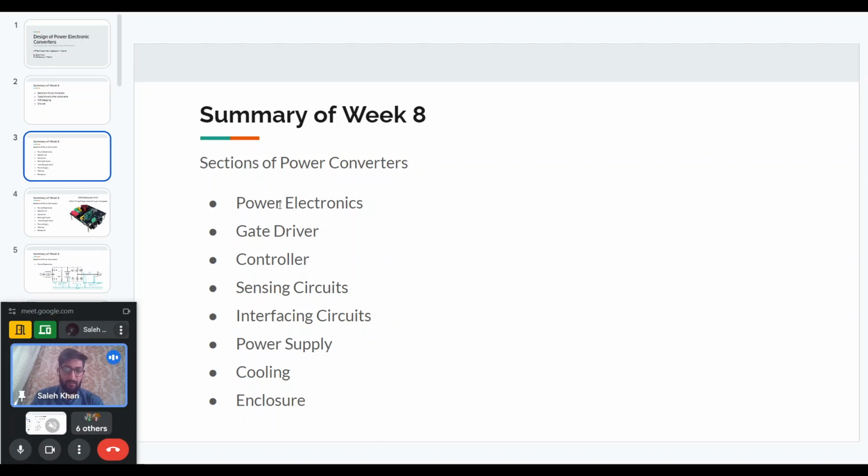I've separated the power electronics and the gate driver sections. In the course, the gate drivers were mentioned inside the power electronics. Then we'll have the controller, some sensing circuits, some interfacing circuits, and power supplies. These will basically be the low voltage power supplies given to the gate driver, the controller, and the sensing circuits. And there are cooling aspects, that is the heat sinks, the fans, it may be liquid cooling or other aspects. And there is also finally the enclosure.